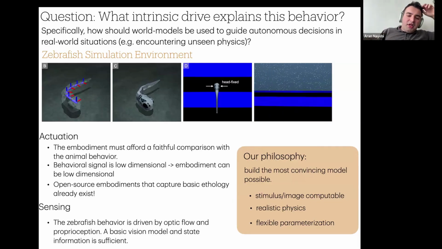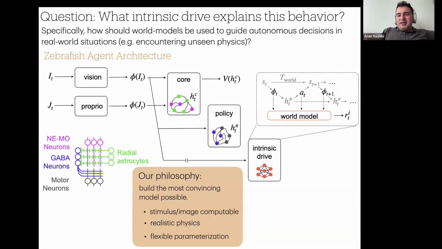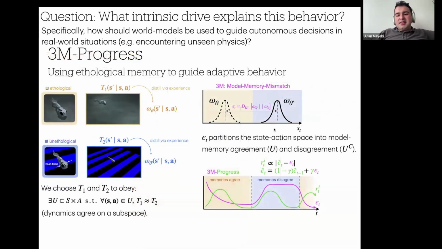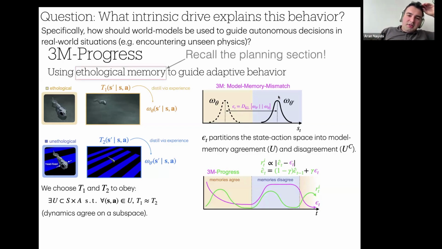And all of its behavior is driven by optic flow and proprioception, just like in the real animal. And this is the brain of the animal, the agent itself that we're going to put in, and we're going to track progress in its model of the world via our intrinsic progress loss, what we're calling 3M progress, model memory mismatch progress. Basically, the idea is to partition the state space into both where it agrees with its prior, its world model of swinging forward, and where it disagrees, and keep tracking that progress in that world model. And I'm happy to go into the details in the discussion section.